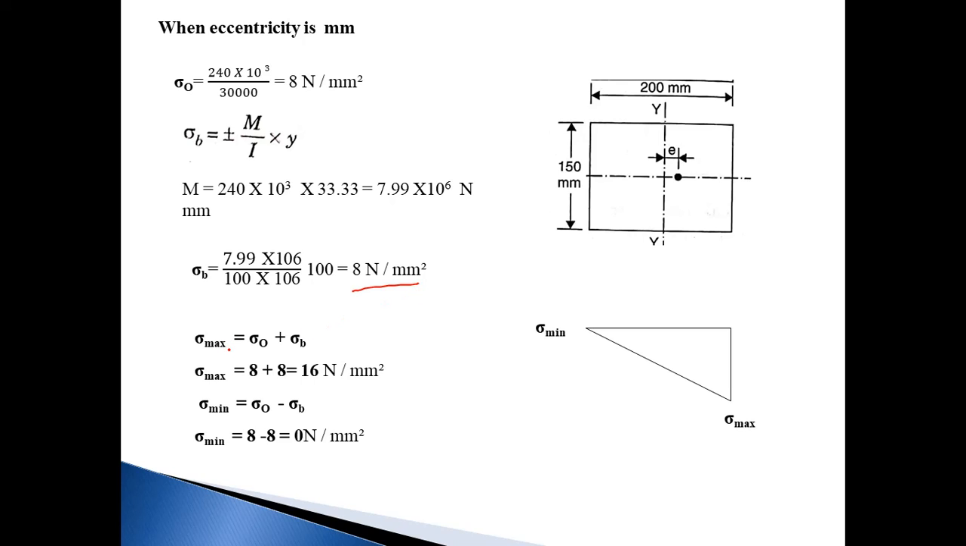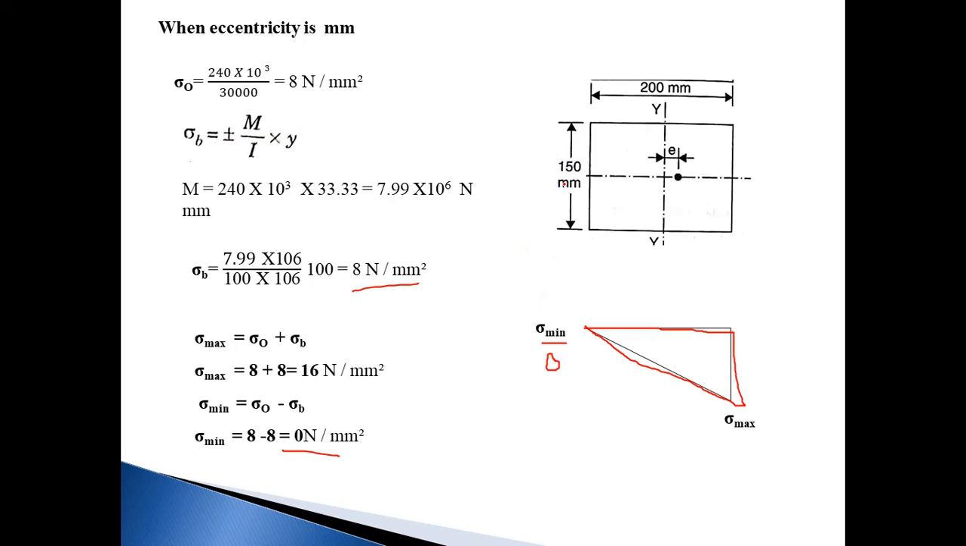So sigma max is equal to sigma 0 plus sigma b, that means 8 plus 8 is equal to 16 Newton per mm square, and sigma minimum is equal to sigma 0 minus sigma b, that is 8 minus 8, which is equal to 0 Newton per mm square. So plot the stress distribution diagram. Sigma max is 16 Newton per mm square and sigma minimum is 0. So this is a triangle like this. So this condition is called the no tension condition, means the sigma minimum value becomes 0.